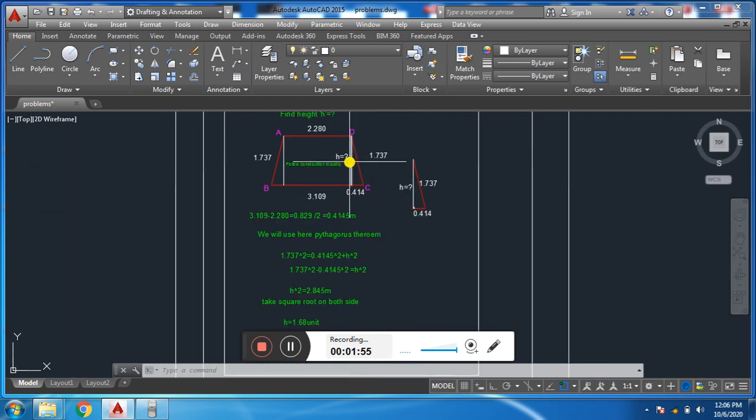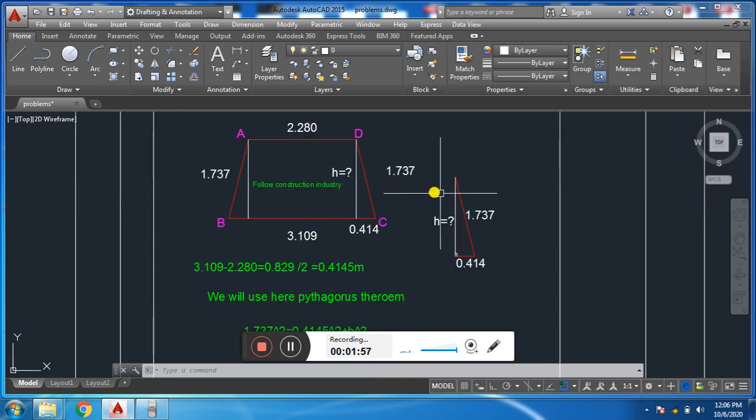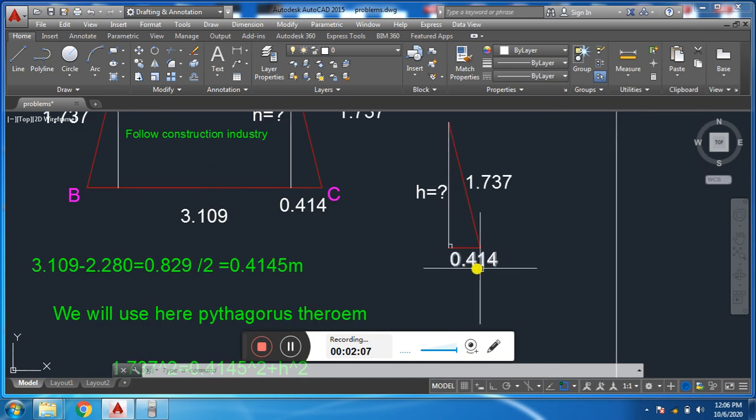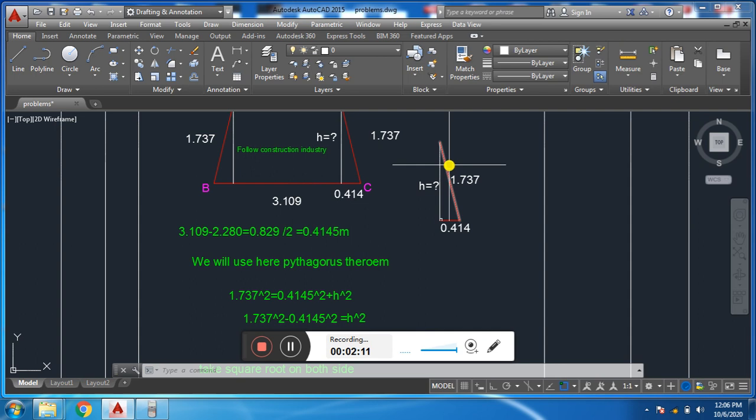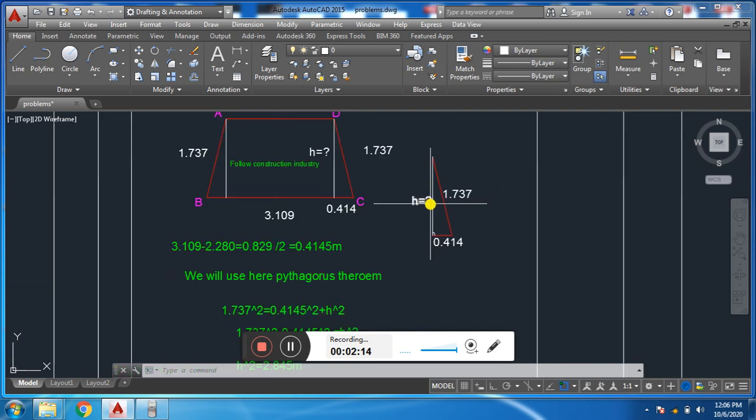Now we have got a triangle like this: height, hypotenuse and base. Hypotenuse 1.737, height h, and base 0.414. This is a right angle triangle. Now we have been asked to find the height. This height is similar to this height.